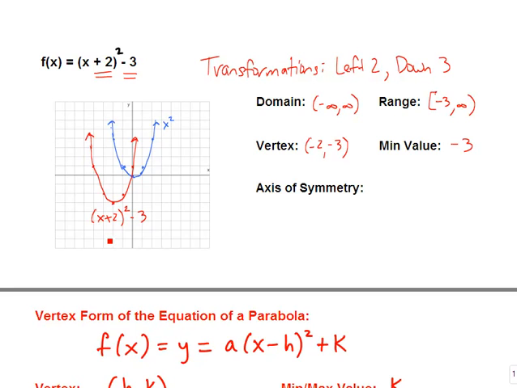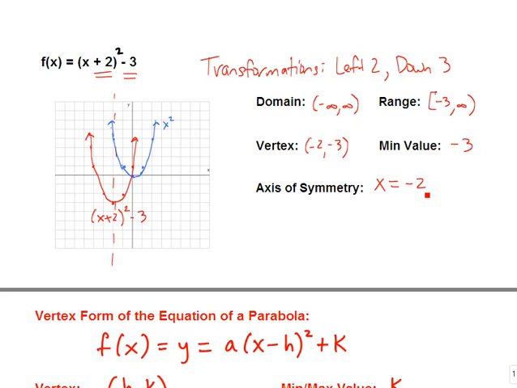And then finally the axis of symmetry. Remember that that's going to be the vertical line that cuts our parabola in half. Because it's a vertical line, it's always x equals, and the x value of the vertex was -2, so our axis of symmetry is also x equals -2.